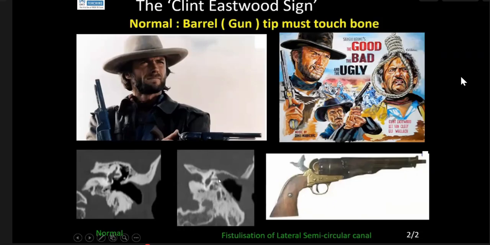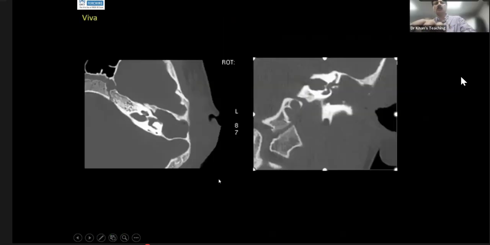And you have to develop your eyes to pick it up on an axial also. So on an axial, for example, if you see here, this is dehiscence on a coronal. But on an axial also, you can see it. This is the tympanic portion, and this one here is the lateral semicircular canal, which is eroded.